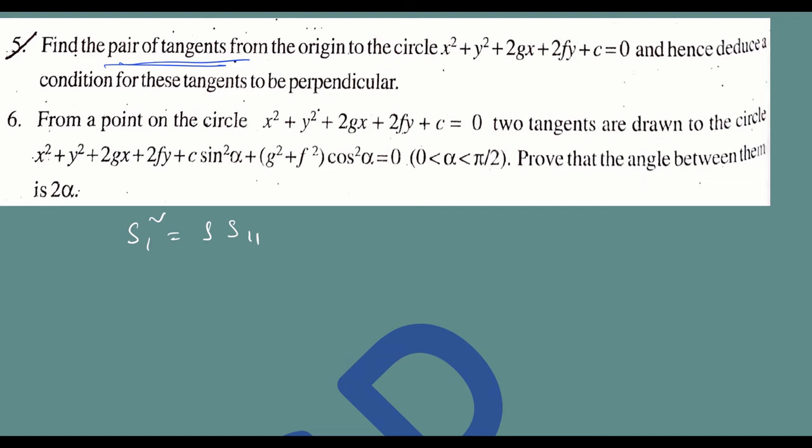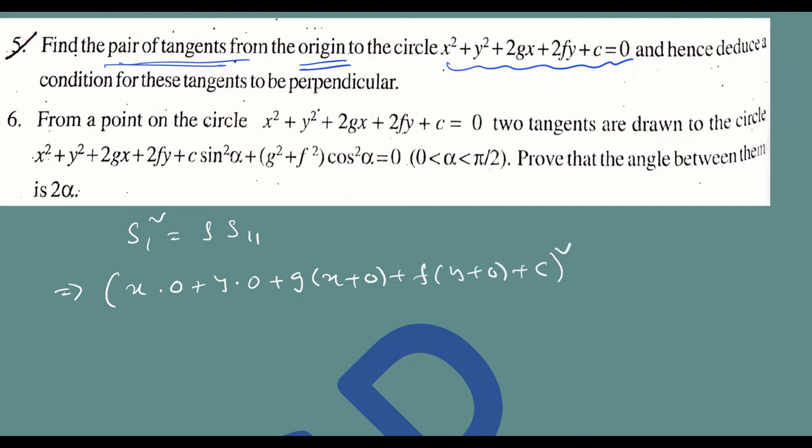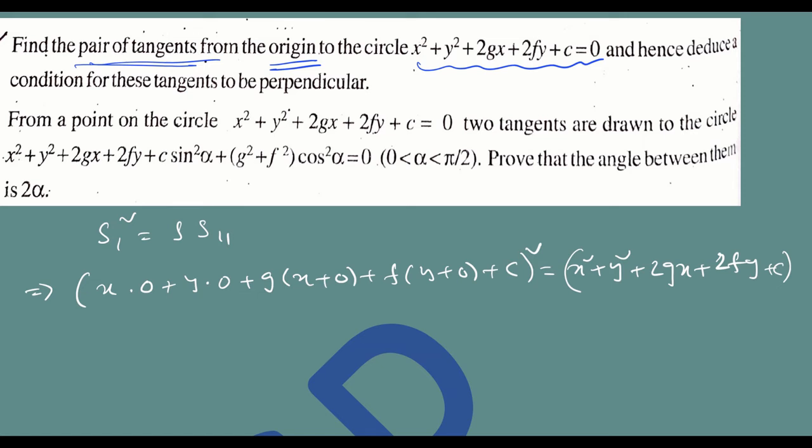So taking the point as 0, 0 for this circle, if I write s1 square, I'll get x x1 plus y y1 plus g into x plus x1 plus f into y plus y1 plus c whole square is equal to s. S is as it is, we'll have x square plus y square plus 2gx plus 2fy plus c into s11. S11, you can see that when I put 0, 0 there, the first 4 terms become 0, you'll have only c.